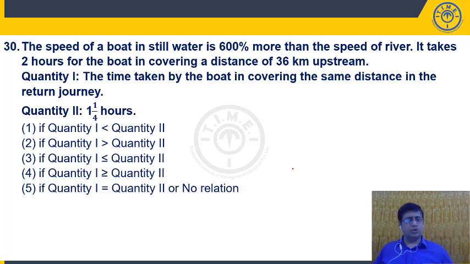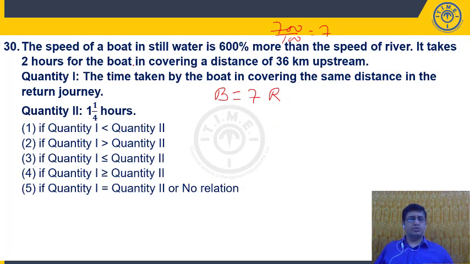Now look at the next example, question number 30. The speed of a boat in still water is 600% more than the speed of the river. Boat is equal to B, river is equal to R. So B is equal to 600% more. 600% more means 100 plus 600 is equal to 700%. 700% means 700 by 100 is equal to 7 times. So B is equal to 7 times of the R.